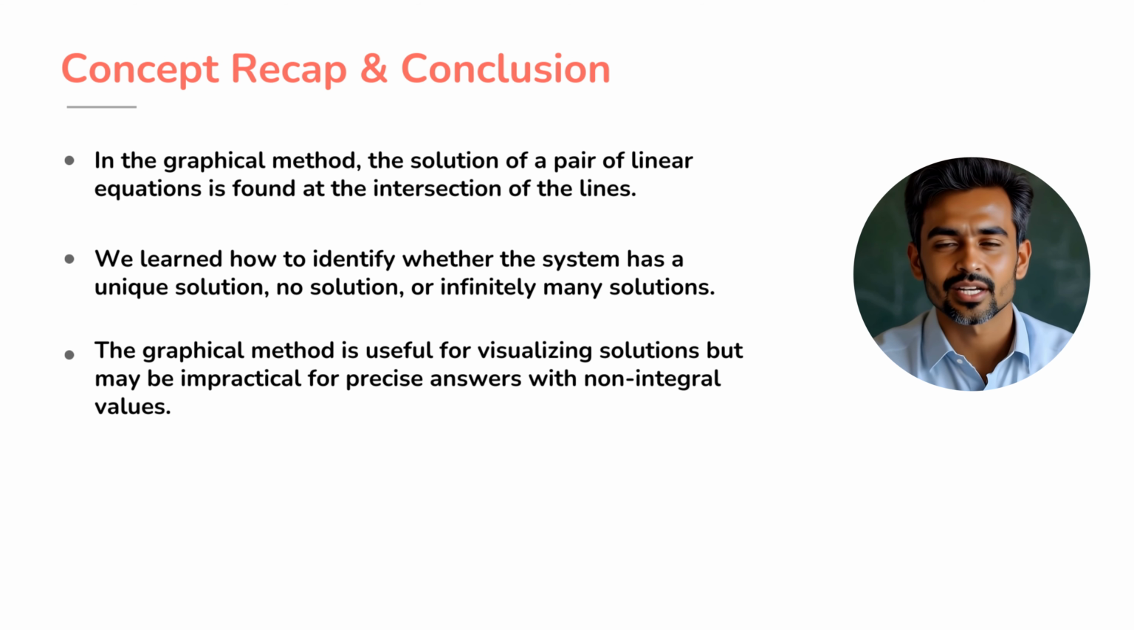Let's quickly revise what we've learned today. We explored how the graphical method helps us find the solution to a system of linear equations by plotting their lines on a graph. Depending on how the lines behave, whether they intersect, are parallel, or coincide, we can determine whether the system has a unique solution, no solution, or infinitely many solutions.